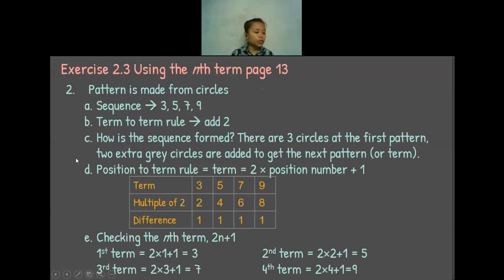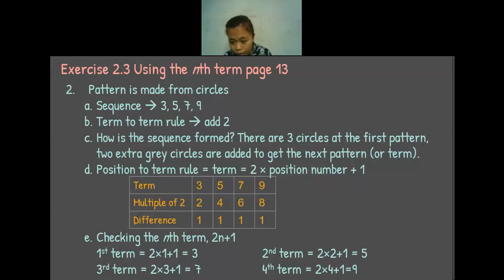Okay. For question 2, we have the pattern that is made from circles. I do not draw the pattern here because I do not have enough space, so I will just directly write the answer. You can check it with your workbook. Write down the sequence of numbers of circles. So you will be counting how many gray circles there are in each pattern. I have 3, 5, 7, and 9. The first pattern has 3 circles, the second pattern 5 circles, and so on. That's why the sequence will be 3, 5, 7, and 9.